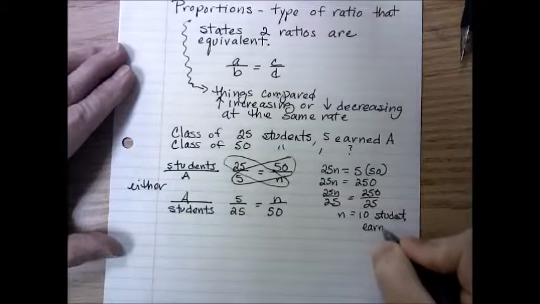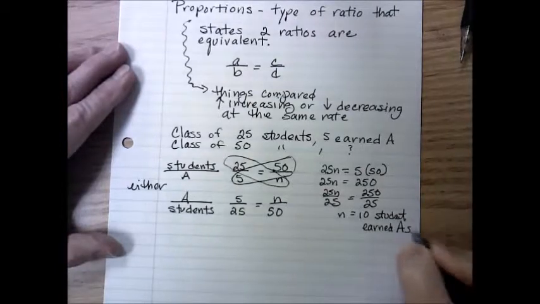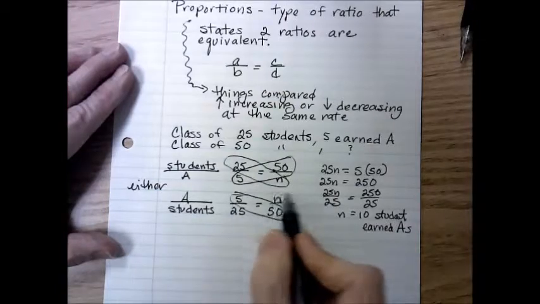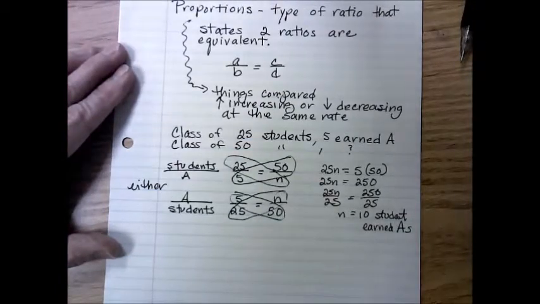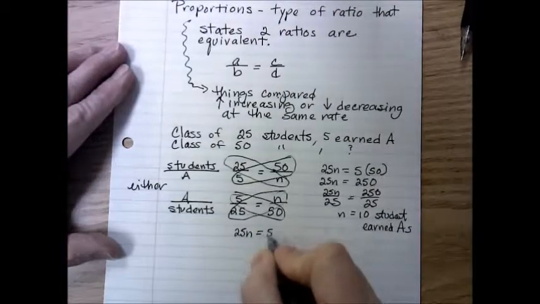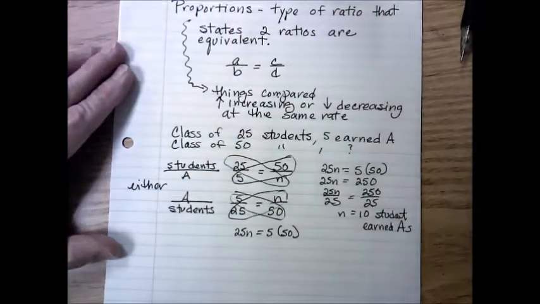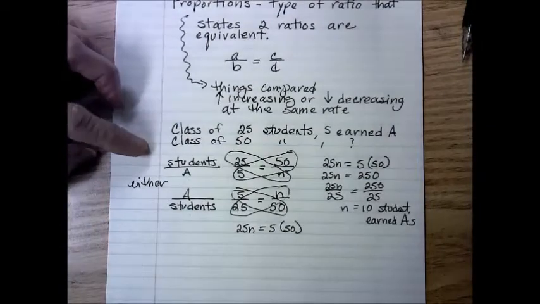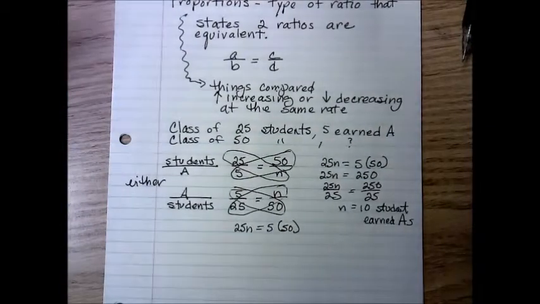who earned A's. And if you'll notice down here, we end up with the same cross products. We still end up with 25n equals 5 times 50. So it's kind of nice when writing proportions, as long as you label your two items, you should get your numbers in the correct place.